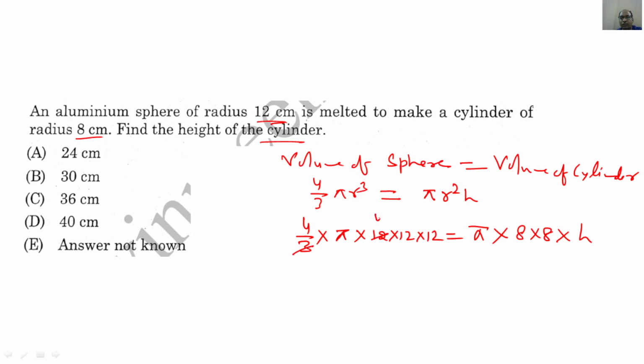3 4s are 12. First let this pi and pi also get cancelled, and after that 4 this side, 2 8s are 8, 4 this side, 2 8s are 8. Fine, this 2 will cancel it as 6, this 2 will cancel it as 3. So what we have got? H is equal to 12 into 3, so 36 centimeter. So our answer is C, that is 36 centimeter.